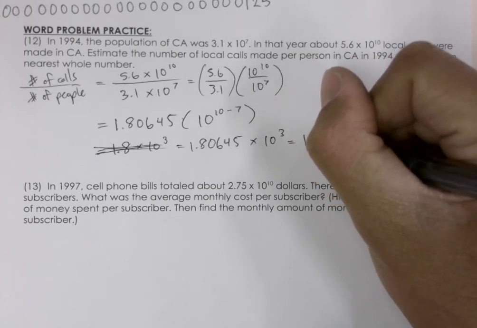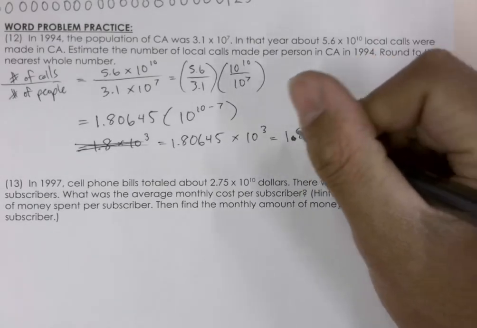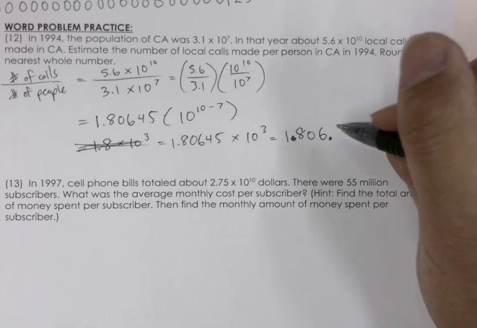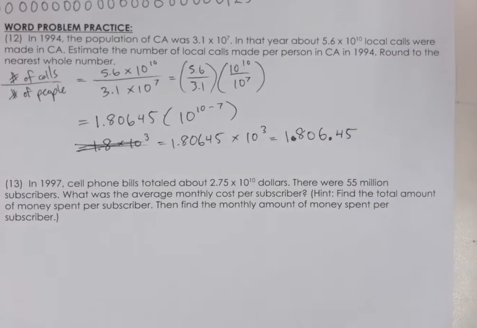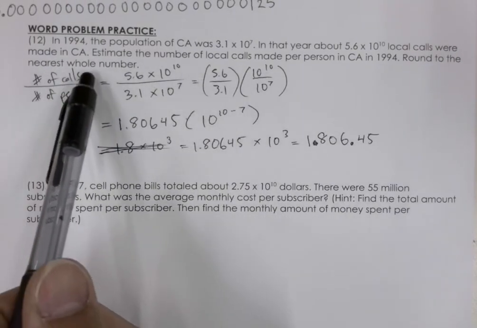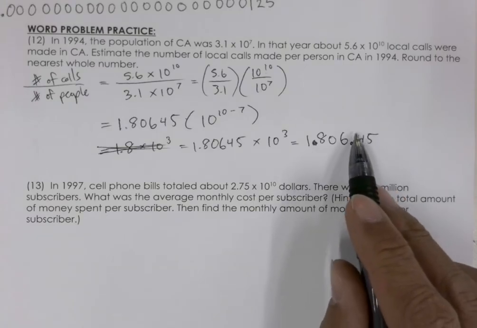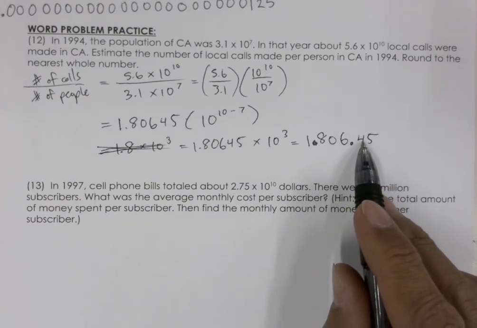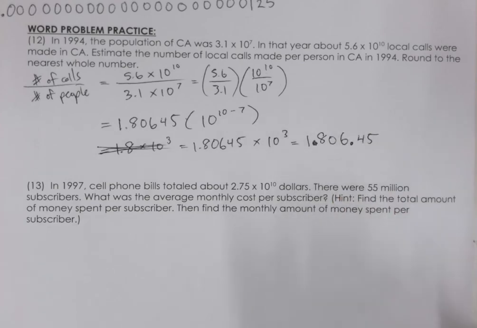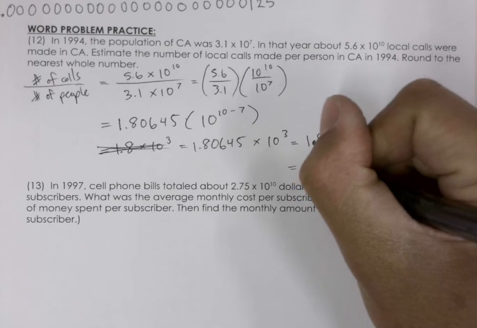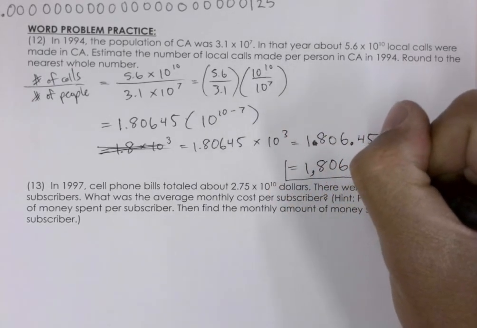Oh, sorry. It's not 1.806. It's moving over to the right 3 spots. So it's going to be 1,806.45. Right? But we're rounding to the nearest whole number. So to round to the nearest whole number, we look at the number in the tenths place, which is a 4. So we do not round up. We keep the ones place the same. So our final answer is going to be 1,806. Put a box around that.